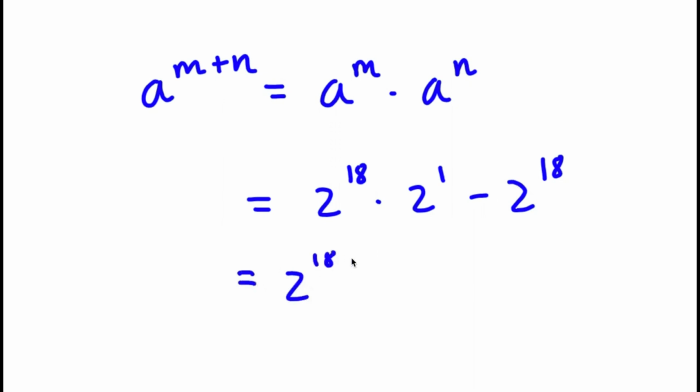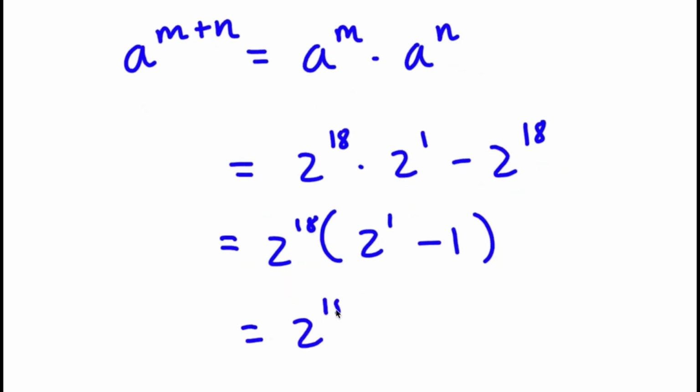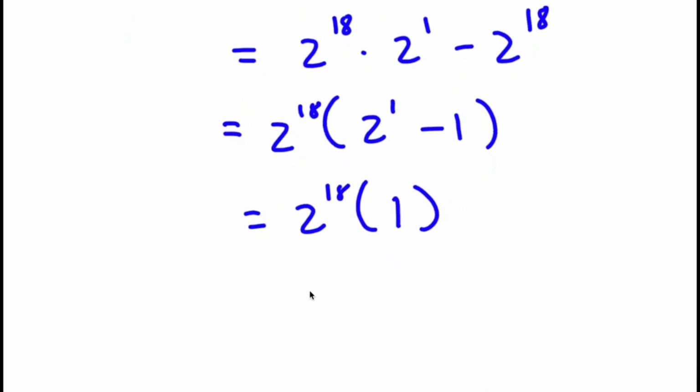So now I have 2 to the power of 18 times, now 2 to the power of 18 times 2 to the power of 1 divided by 2 to the power of 18 is simply just 2 to the power of 1. And now this negative 2 to the power of 18 divided by 2 to the power of 18 is simply negative 1. Now, this is the same thing as 2 to the power of 18 times 2 to the power of 1 is 2, 2 minus 1 is 1. So 2 to the power of 18 times 1, which is simply equal to 2 to the power of 18.